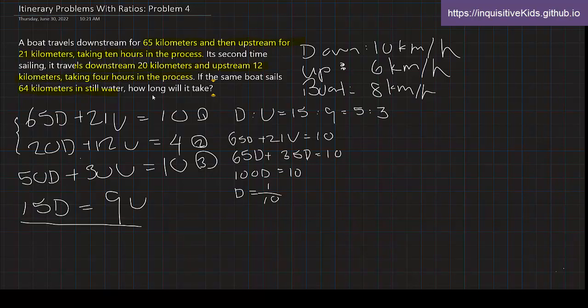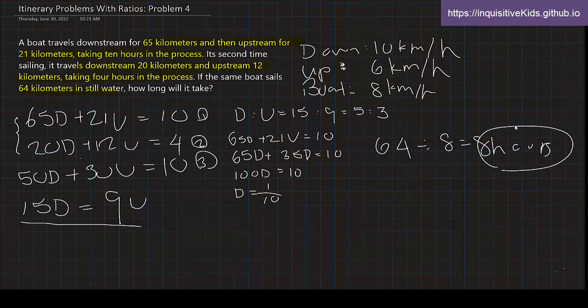And the question is, if the boat sails 64 kilometers in still water, we just divide 64 by 8, and that equals 8. So it would take 8 hours. So even though this was a ship on water problem, it's also a type of itinerary problem. And we also used ratios along with our systems of equations.